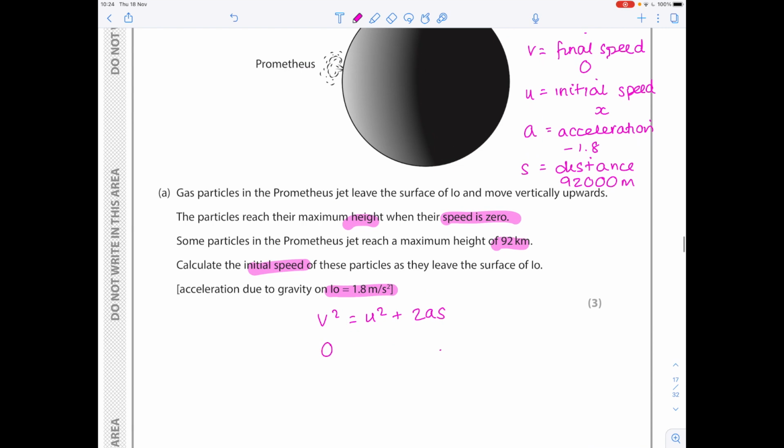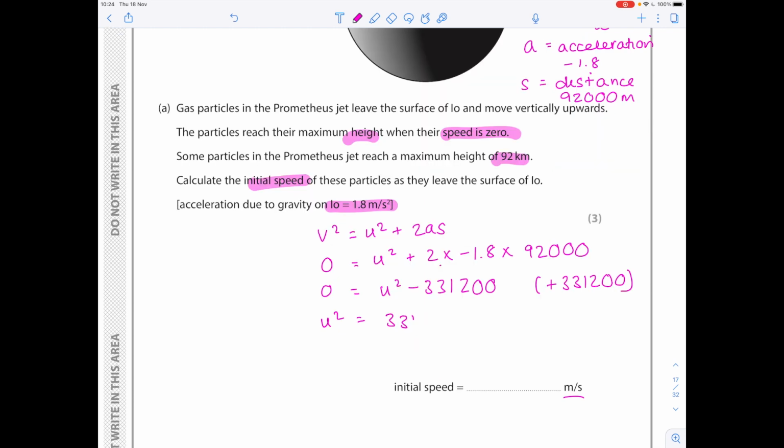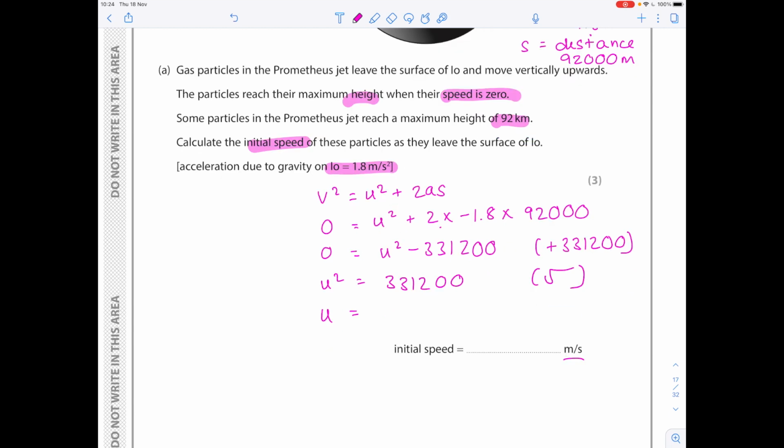So our final speed is 0. We're after our initial speed. We're doing 2 lots of acceleration, which is minus 1.8, times the distance. Sort out that right-hand side to get minus 331,200. To get u squared by itself, you want to add that number to both sides. So u squared equals this, and then to get u by itself, you want to square root that number. And to 3 significant figures, the answer is 575 meters per second.